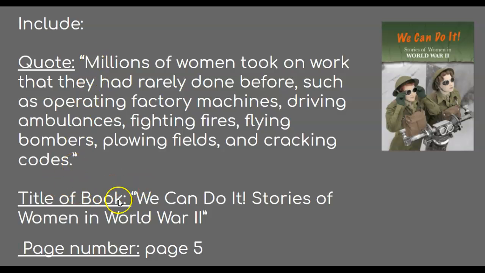You need the title of the book. And with Mayan, they don't always give you the author very easily on the cover. So if you just put the title of the book, if the author is available, go ahead and put that, and then the page number. So that text that I just highlighted is right here.